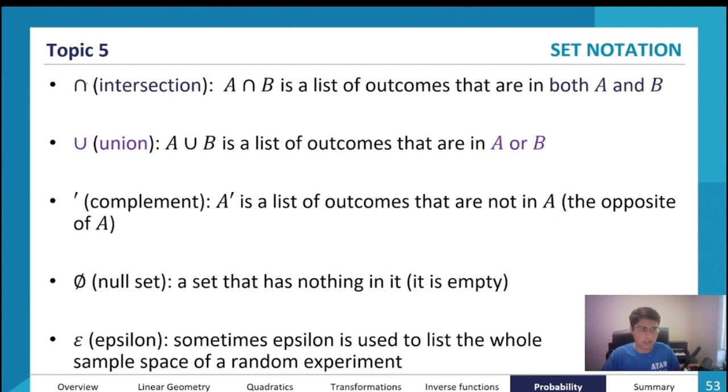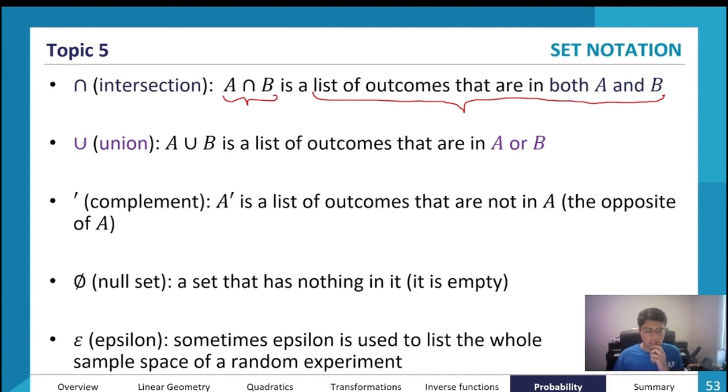First of all, we have an upside down U shape. This is an intersection. If we have two events and we're looking for the intersection between them, we're looking for all the outcomes that are in both A and B. We'll do a couple of examples later on. The way you would notate that is A, then the upside down U shape, and then B. It condenses this long sentence here into just this short little expression.